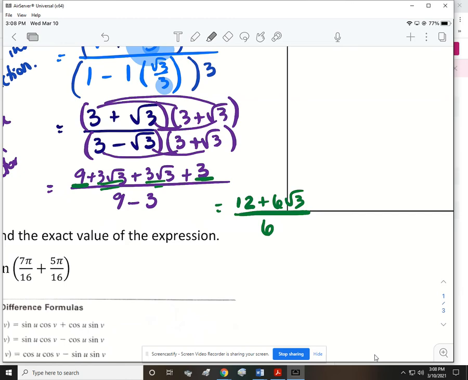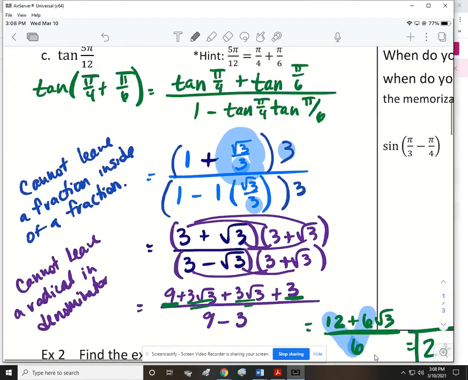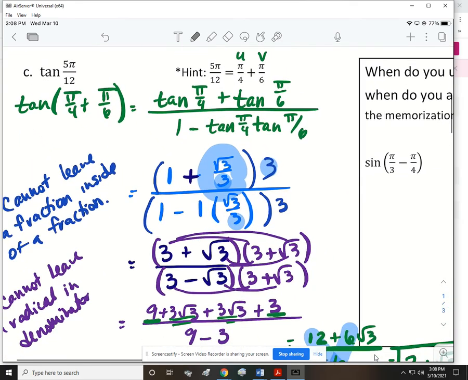Right, and then as long as all 3 of the numbers that are outside of the radical can be reduced by the same thing, we need to do that. So we would reduce through by 6. Ooh, and that's our answer. That is the exact value of the tangent of 5 pi over 12.